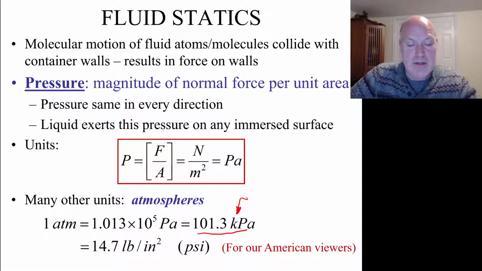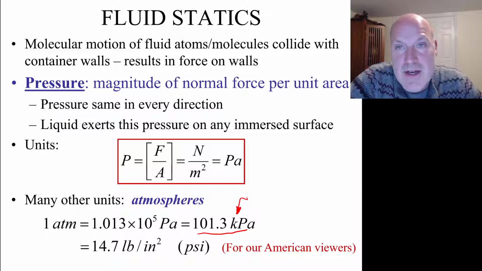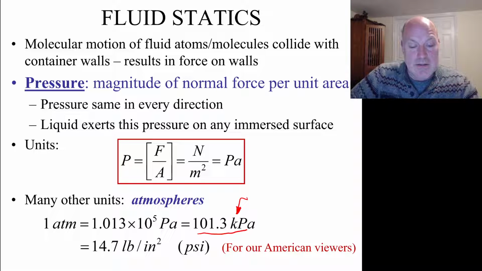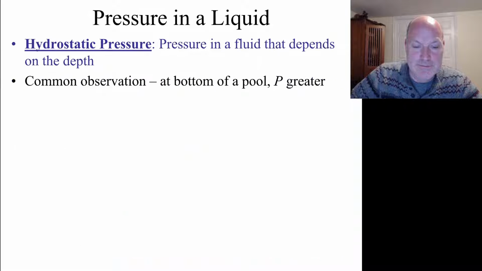And another unit is called the PSI, and you've seen that if you've ever filled up a bicycle tire or a car tire or a soccer ball or something like that. You're going to see that it might read fill it up to 30 psi or something like that. And 1 atmosphere is 14.7 pounds per inch squared, or psi.